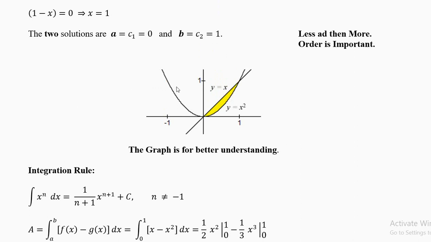Now let's look at the diagram, the graph actually. Now this is the graph y equal to x square, the parabola is going up, and the other is y equal to x, your straight line. And the points of intersection are at x equal to 0 and at x equal to 1. So this yellow thing which you see here, shaded thing, is your area.